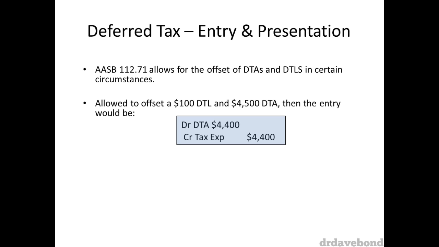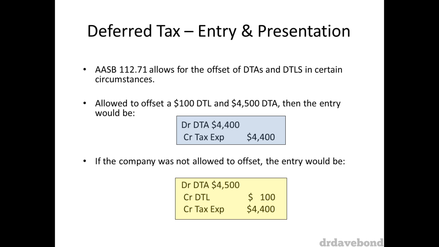If DTA was not zero, you would only debit it by the amount required to get to the closing balance of 4,400. If the company was not allowed to offset the DTA and DTL, then the entry would be debit DTA 4,500, credit DTL 100, credit tax expense 4,400.